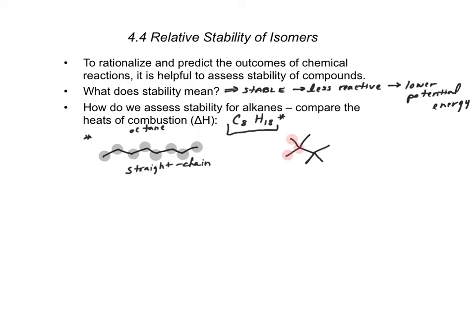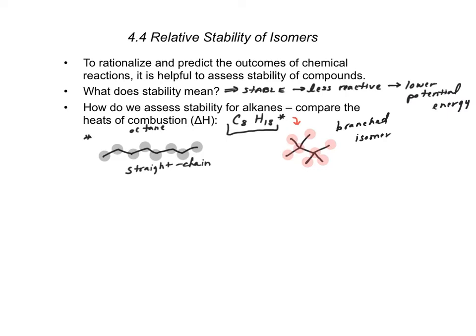We've got 1, 2, 3, 4, 5, 6, 7, 8. Again, if we counted hydrogens, we would find that there are 18 of them. So this is also an isomer of C8H18, but now this is not what we would call straight chain, right? Now we have a lot of branching. So this is a much more branched chain isomer, so a branched isomer.